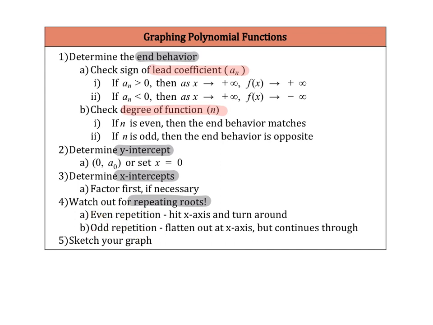Now, if you have odd repetition, your graph will kind of flatten out as it approaches that root, but it continues through. The best example for that would be a cubic graph. It kind of looks like this. It slows down, and this is where your root would be, but then it continues through. So you do need to show that. And again, for the even repetition, it hits your axis and then it turns around. You do need to watch out for these so you can incorporate them into your sketch. From there, it's just putting all of this together. Can you make a graph that has the correct end behavior, crosses at the right points, and accommodates for repeating roots?